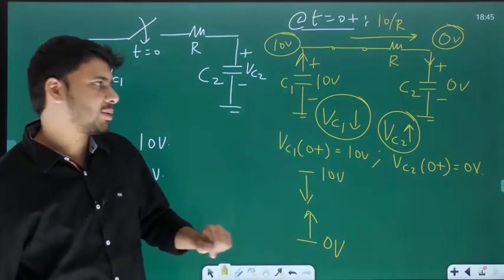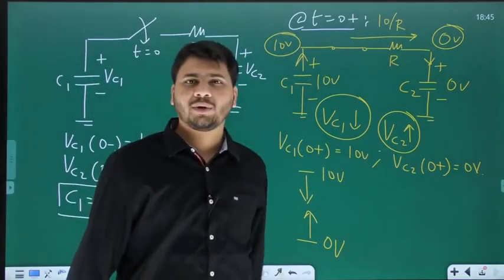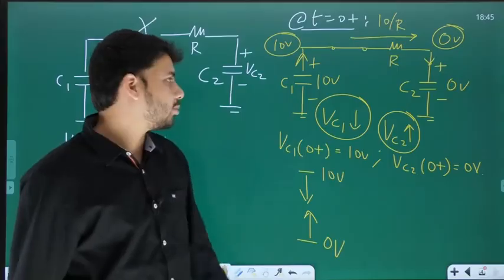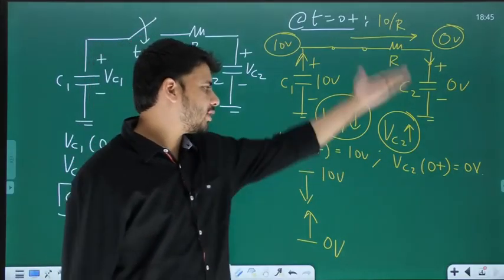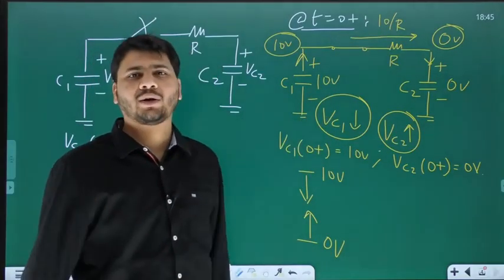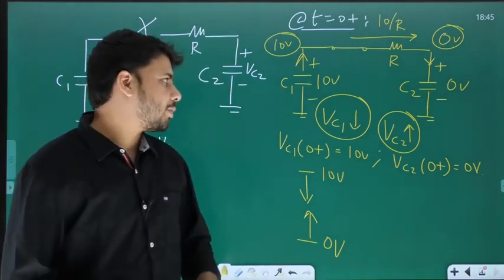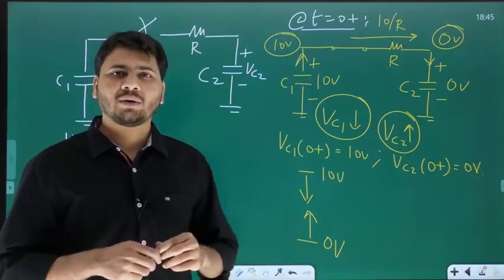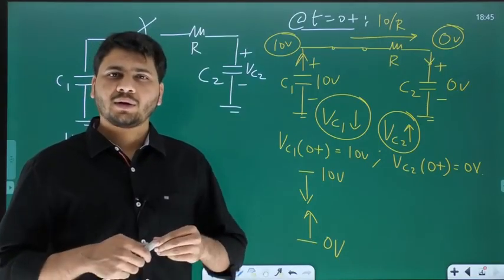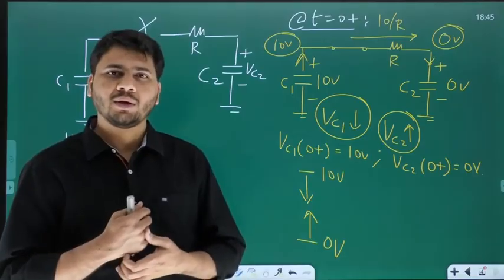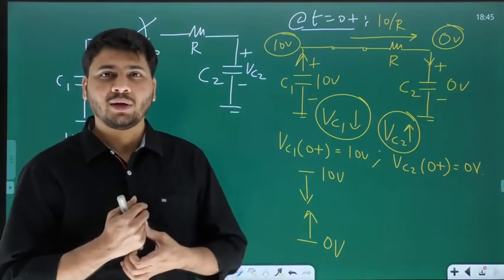And when does the current through R become 0? When VC1 becomes equal to VC2. Because VC1 is decreasing and VC2 is increasing. At some point, VC1 becomes equal to VC2. Now the question is, what is that common voltage that both VC1 and VC2 will reach and become equal?